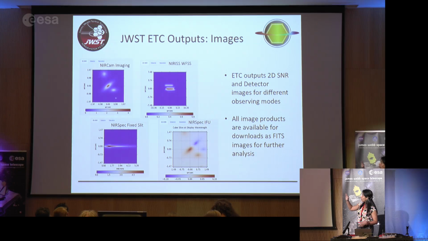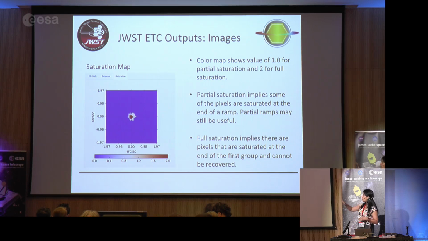As I mentioned, the ETC outputs the 2-dimensional signal-to-noise ratio map. It outputs the detector images, which you can use later, because you can download all of that as 2-dimensional FITS files. It also gives you a map of the saturation. If there is no saturation, your saturation map will be blue. Whatever is in white is essentially partial saturation, which means somewhere along the ramp things got saturated, but there are partial ramps that you can still use. Red corresponds to full saturation, which means the very first group is saturated, so you cannot recover those pixels.